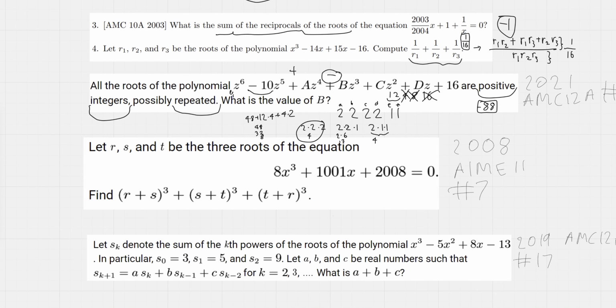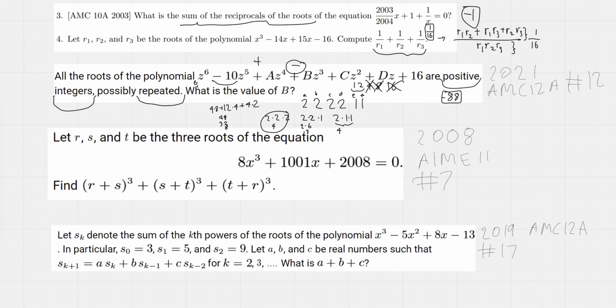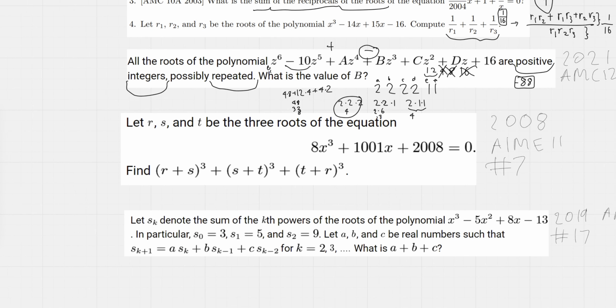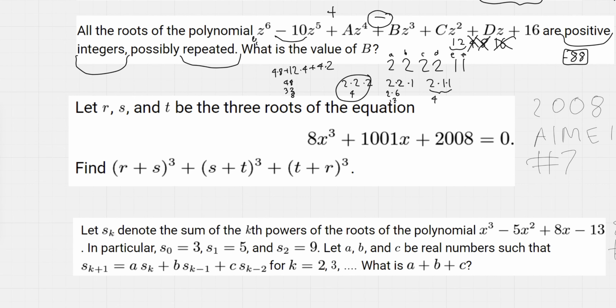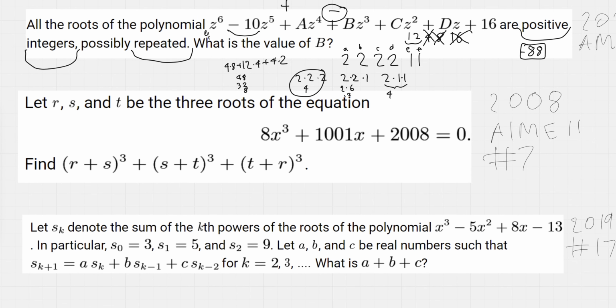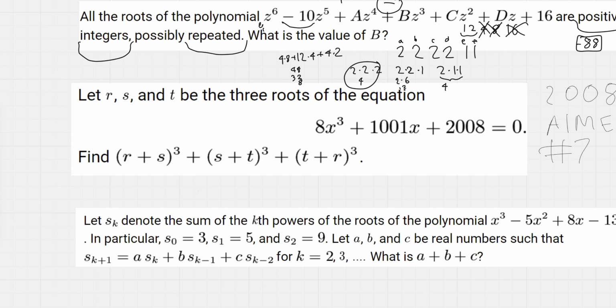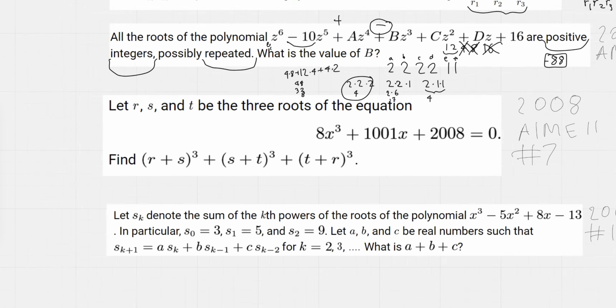So, while you can definitely use theorems to trivialize problems almost to your advantage, sometimes you also have to do a lot of thinking to solve these. Like in this question, 2008 AMC 2, number 7. Let R, S, and T be the three roots of the following equation: 8x cubed plus 1001x plus 2008 equal to 0. Find R plus S cubed plus S plus T cubed plus T plus R cubed. Okay.